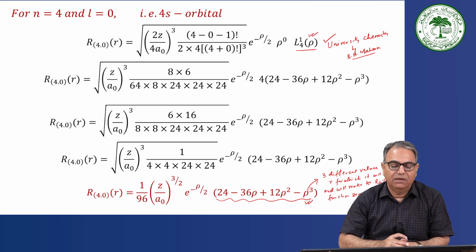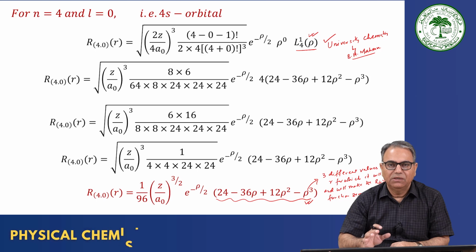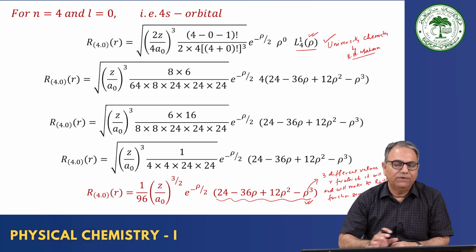But Pauling and Wilson will be a good book to follow if you want to do the mathematical calculations of these. Okay, but you don't need it. You just go through the slides, write the equations, and do the calculations on your own, and you will understand. It's very easy to do all these calculations.